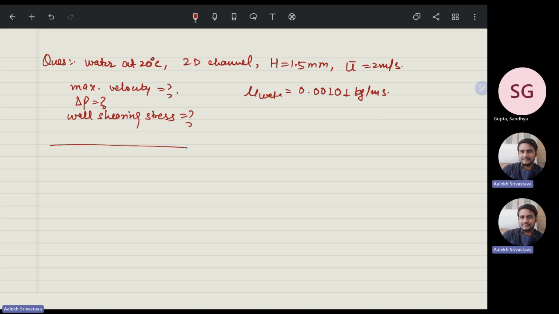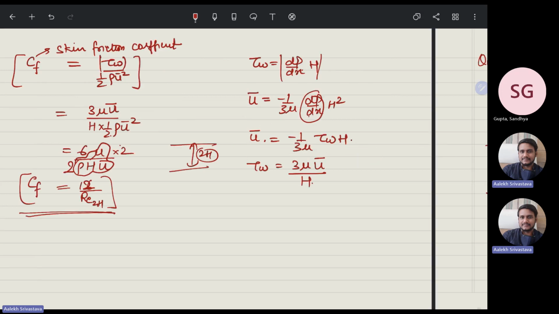So suppose this is your channel. It says that u bar is equal to 2 meter per second. From our basic calculation, we say that u max is equal to 3 by 2 times u bar. So that means 3 by 2 into 2, that is equal to 3 meter per second. So one thing is u max, the maximum velocity, is 3 meter per second.